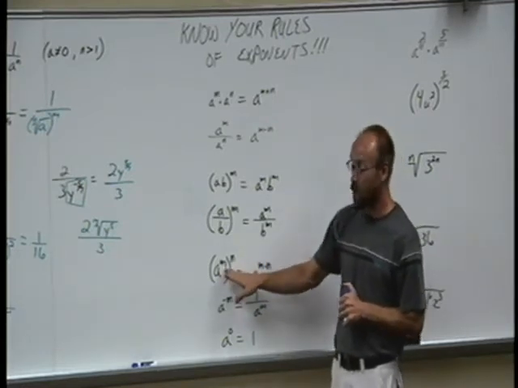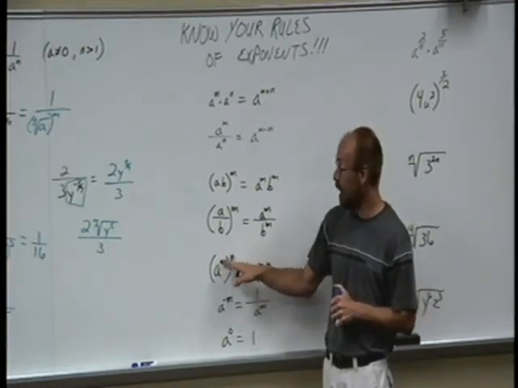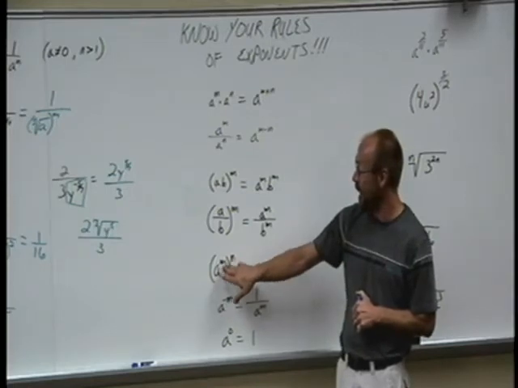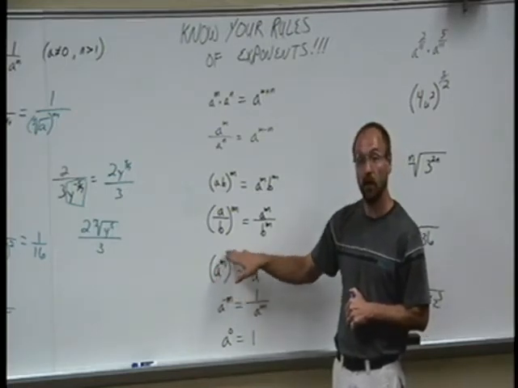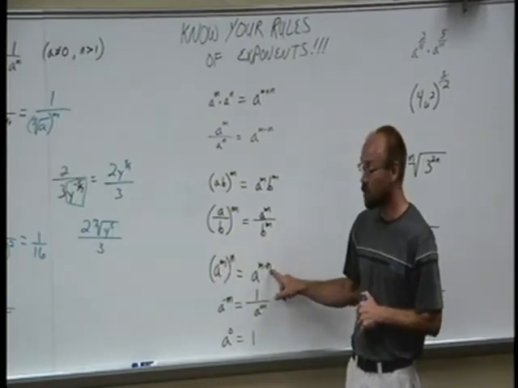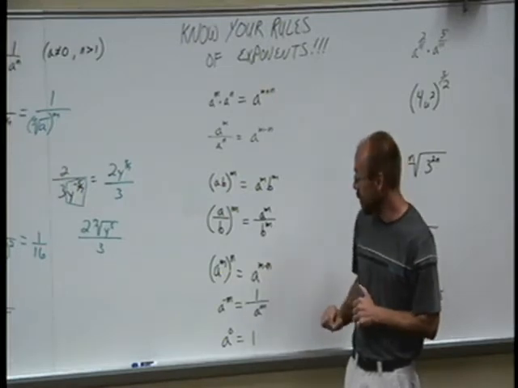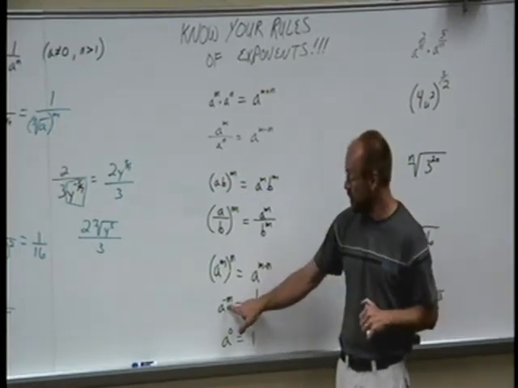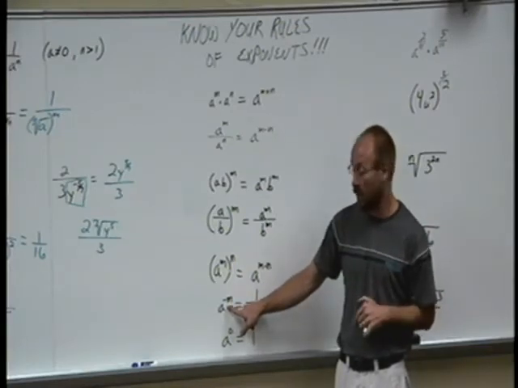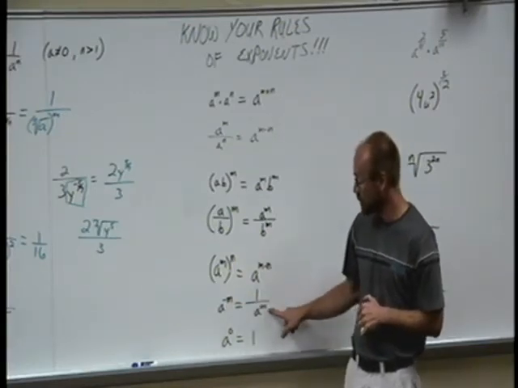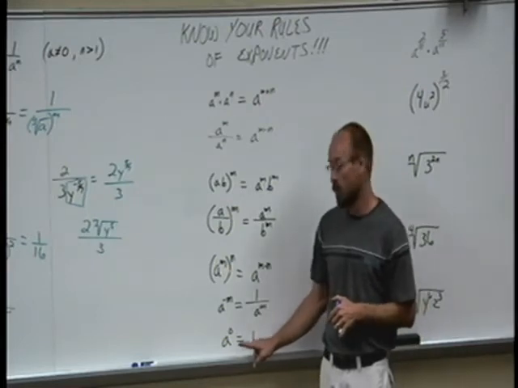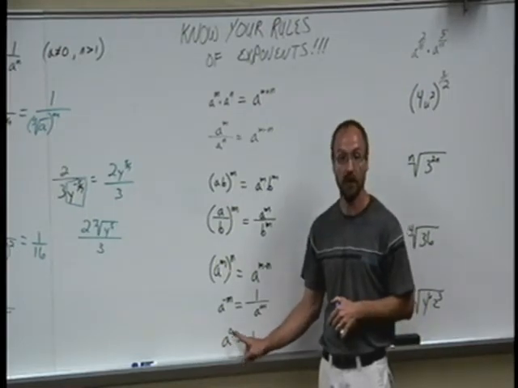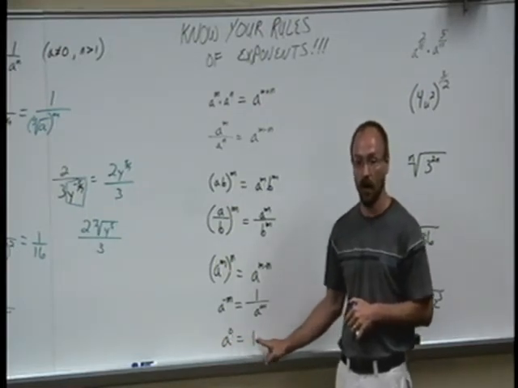We have the power rule: if I have a base to a power raised to a power, I multiply their powers. Don't forget the power rule. Here is the rule that we just saw in the previous example, the reciprocal rule, or the negative exponent. We just write the reciprocal. And one thing we always have to remember is any value to the 0 power is 1.